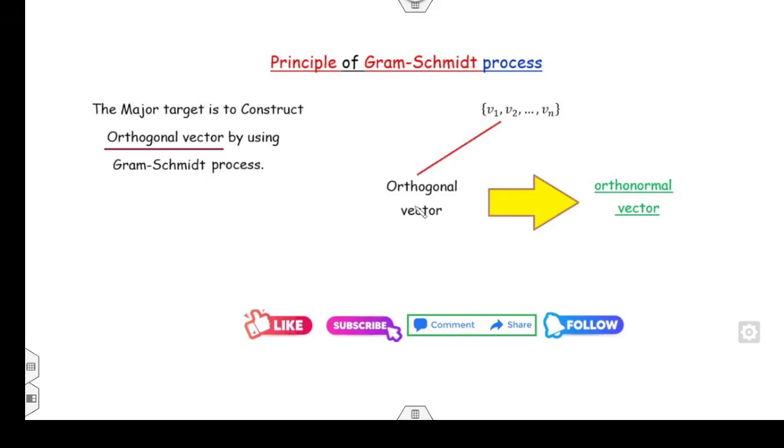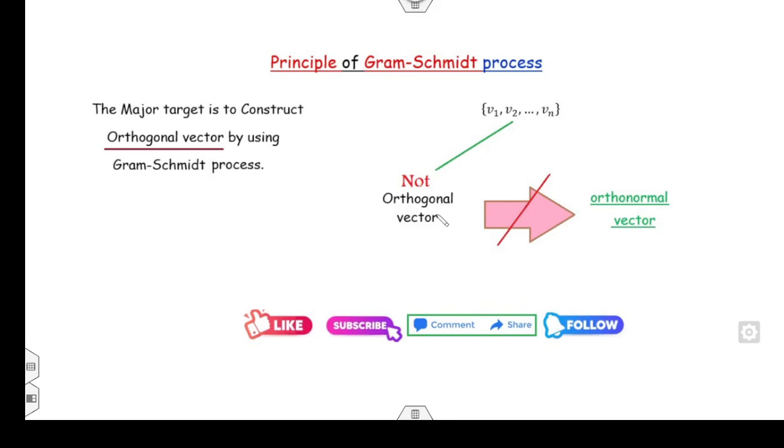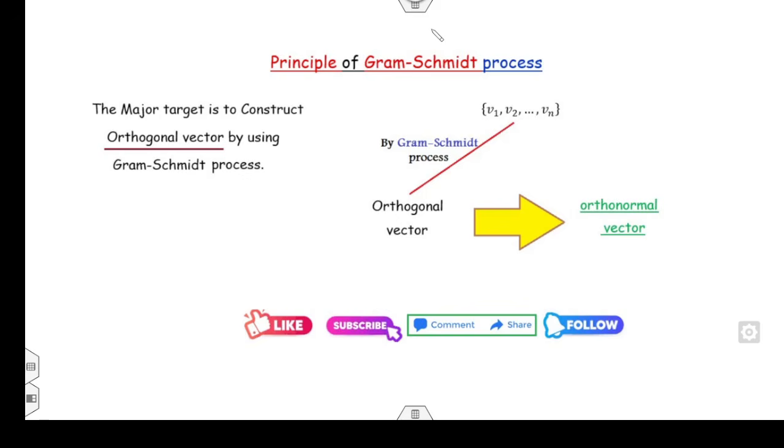But make sure, students, as I mentioned in the previous example, if the vectors are not orthogonal, then you can never directly convert it into the orthonormal vectors. If they are not orthogonal, then your target is to construct the orthogonal vectors first and then convert them into the orthonormal. But how can you construct the orthogonal? By using the Gram Schmidt process. Is it okay? Fine, up to here?